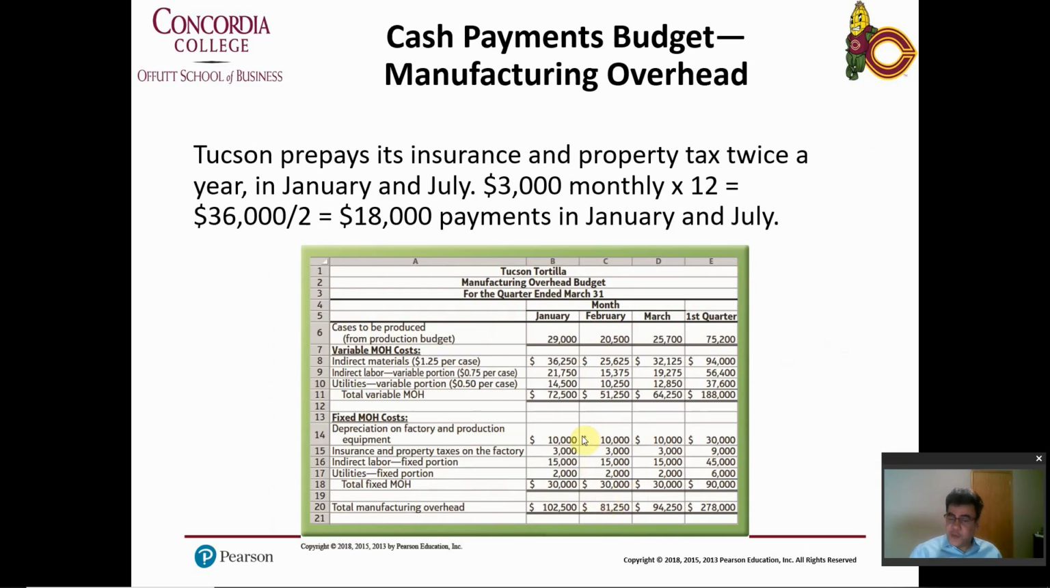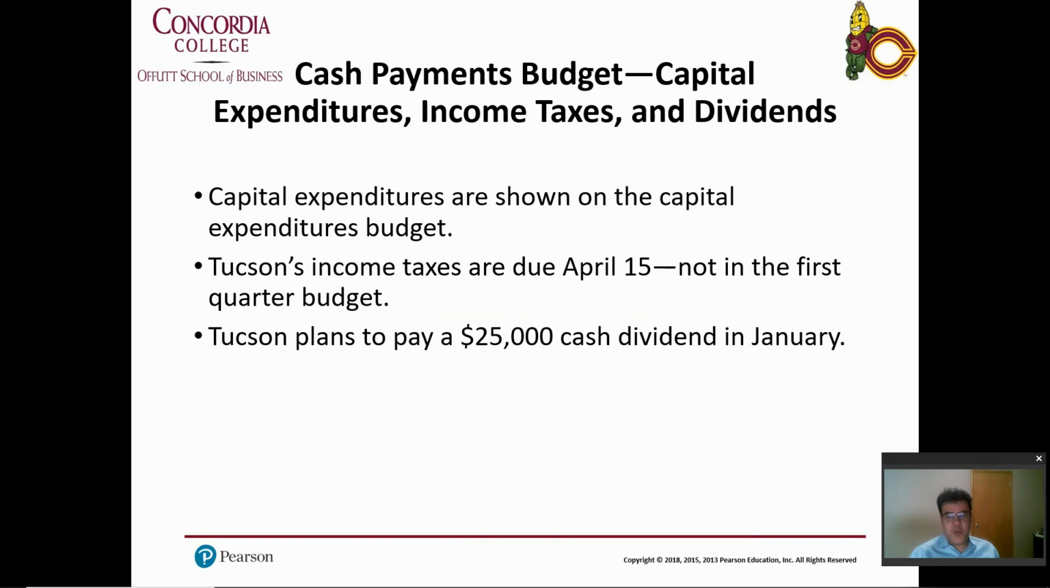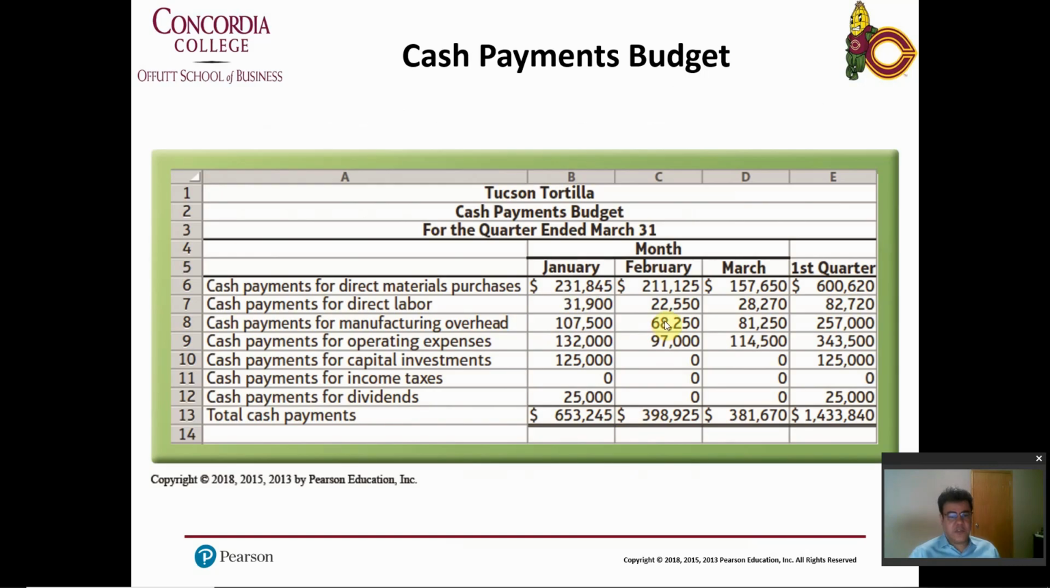Why? First of all, we don't pay depreciation. Depreciation is a non-cash expense. Please, it's a very common mistake for our exams. And then insurance we pay only in January, so we will not be paying in February. Also this one, insurance and property tax. So we are not paying this one here. So that is why we are paying only 68.